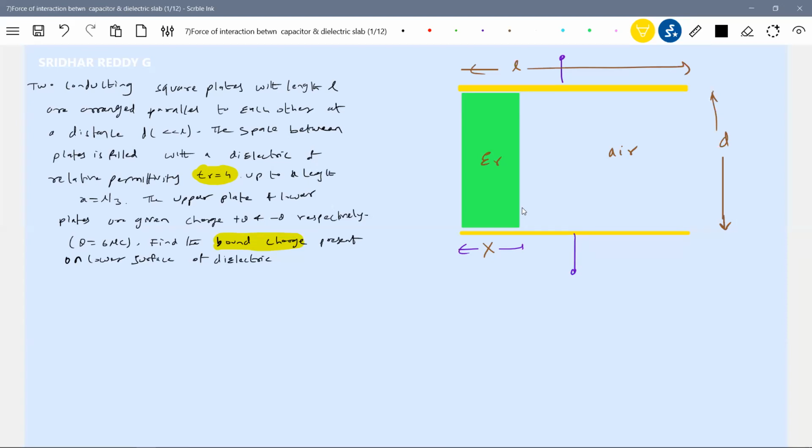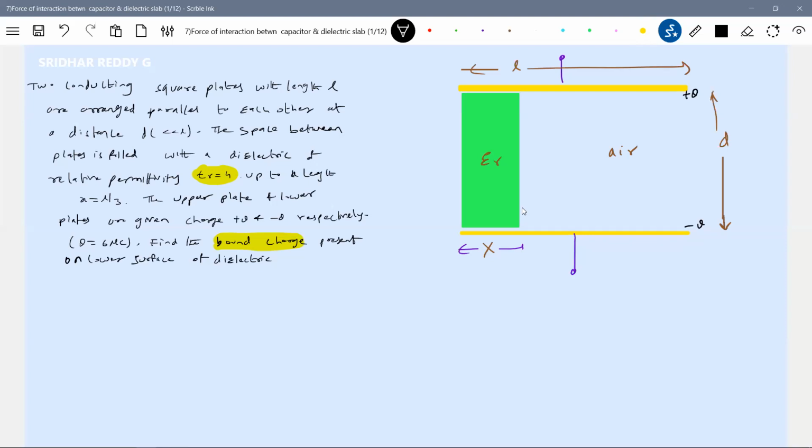Is this capacitor connected to any cell? That's the first primary question. No. Then they were given charges. What were the charges given? The charges given are plus Q and minus Q. Tell me what will happen to the potential difference. This is having a dielectric slab.